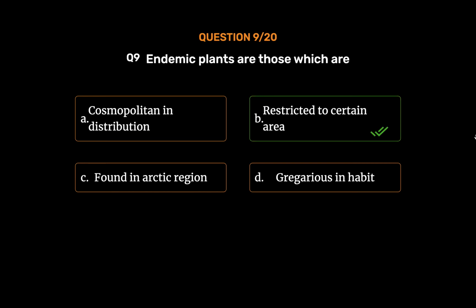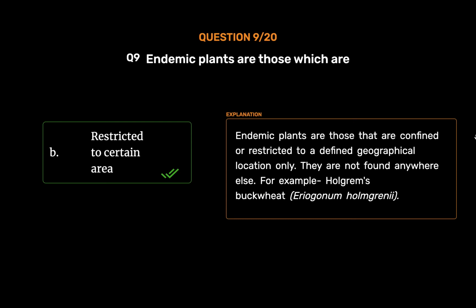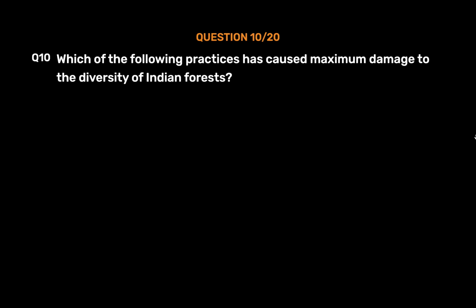Restricted to certain area. Endemic plants are those that are confined or restricted to a defined geographical location only. They are not found anywhere else. For example, Holmgren's buckwheat, Eriogonum holmgrenii. Question number 10. Which of the following practices has caused maximum damage to the diversity of Indian forests?